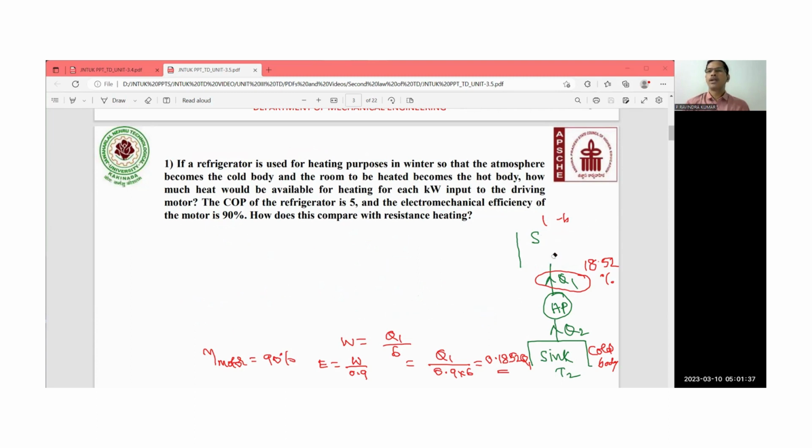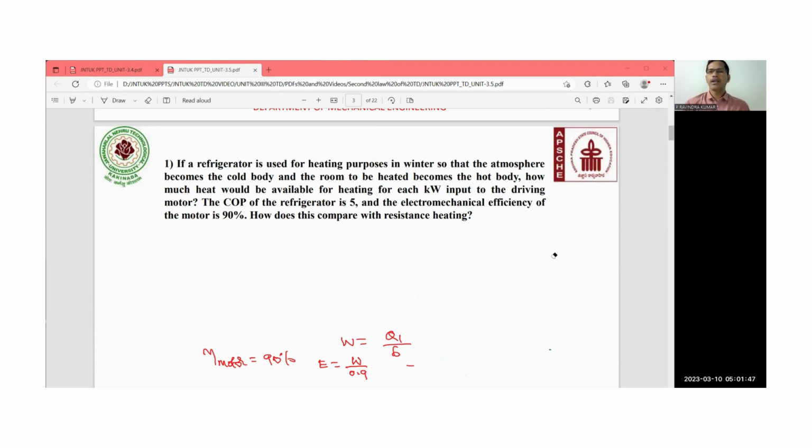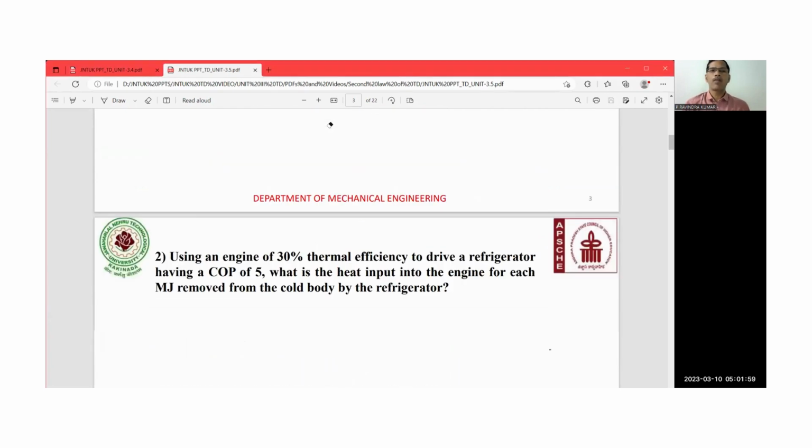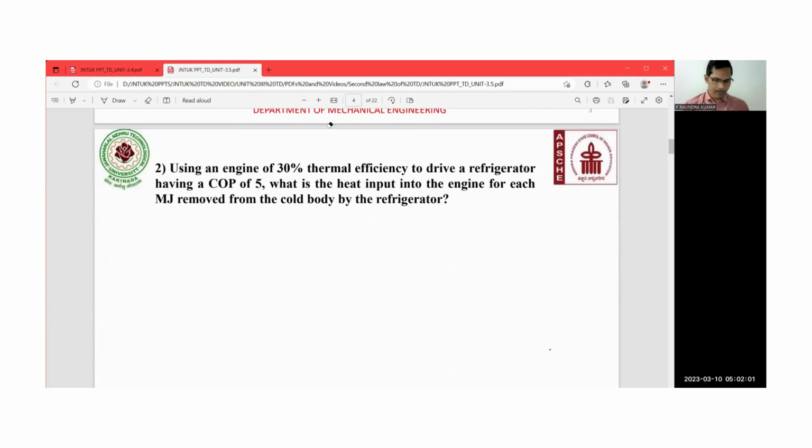So the refrigerator problems are over, heat engine problems are over, heat pump problems are completed, and the combination of the heat engine and the refrigerator, that problem is also over. Sometimes you may get a combination problem, so try to understand that particular combination.